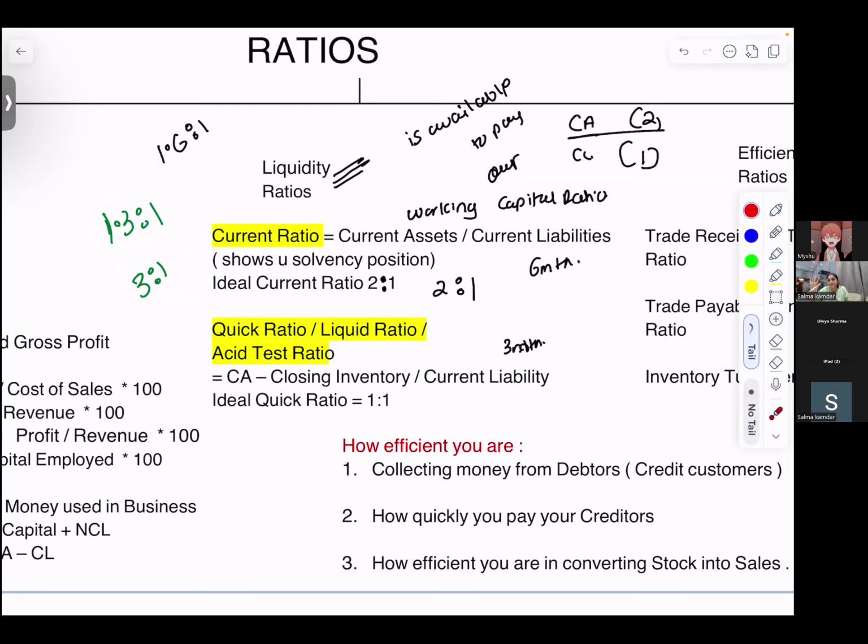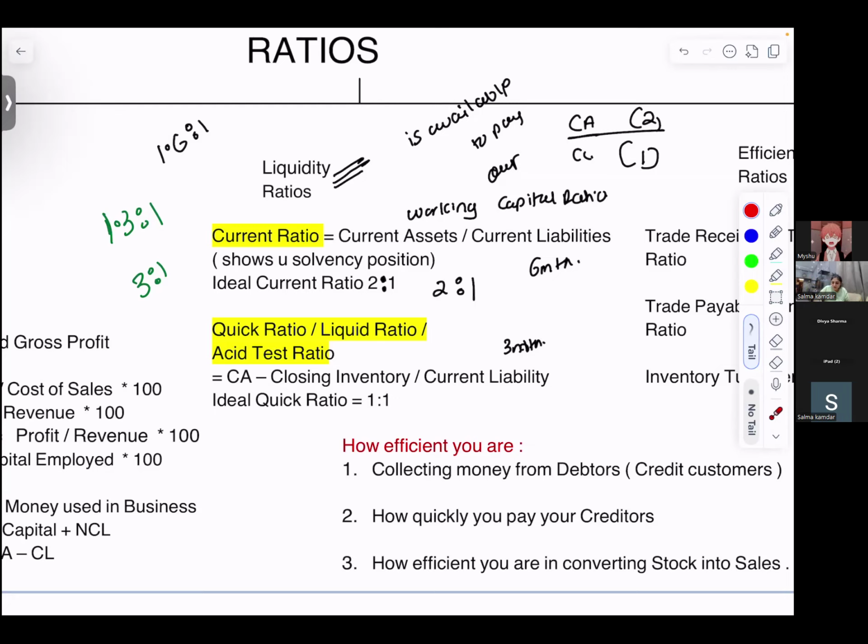Can you tell me 5 current assets? Cash in hand, cash at bank, closing inventory, other receivables, trade receivable. And 3 current liabilities? Bank overdraft, trade payable, other payables. Okay, other payables has? Other payable has pre-received income and outstanding expenses.